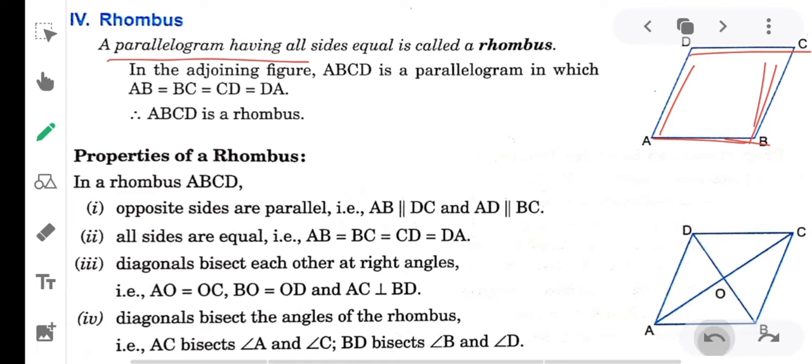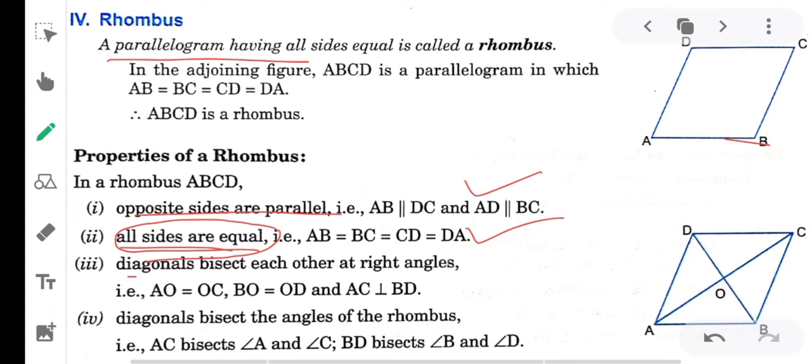Clear? Okay, so the properties of rhombus: opposite sides are parallel, because it is a parallelogram, and all sides are equal. The diagonals bisect each other at 90 degree angles, and diagonals bisect the angles of the rhombus.